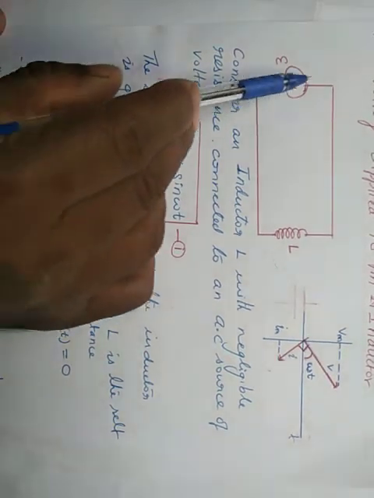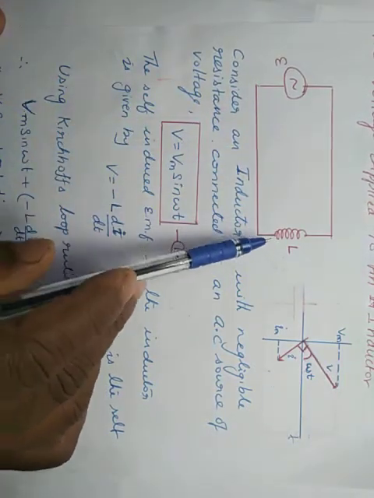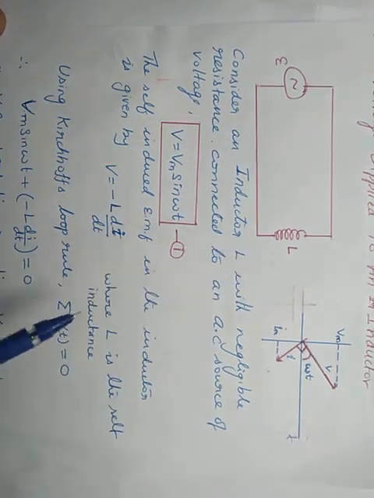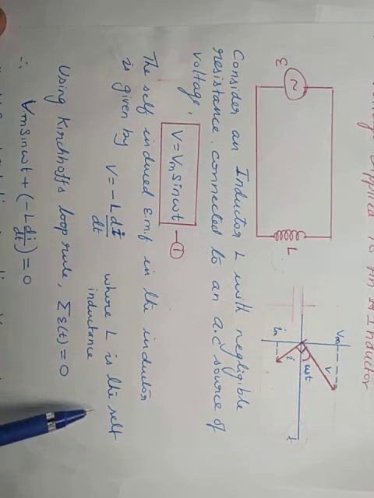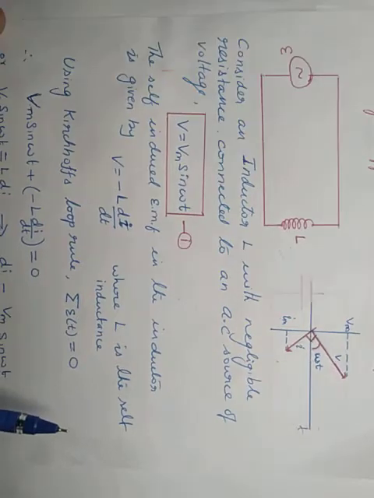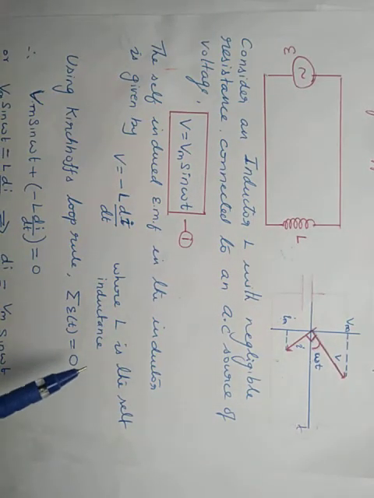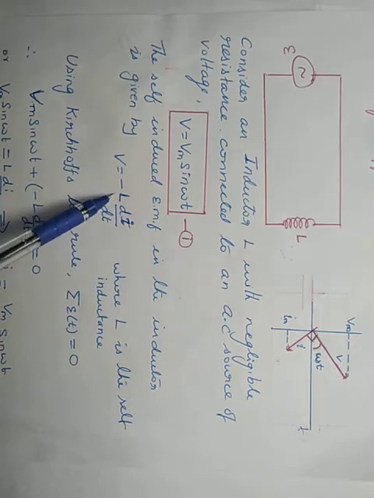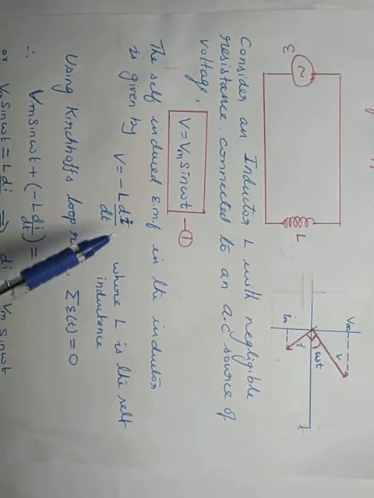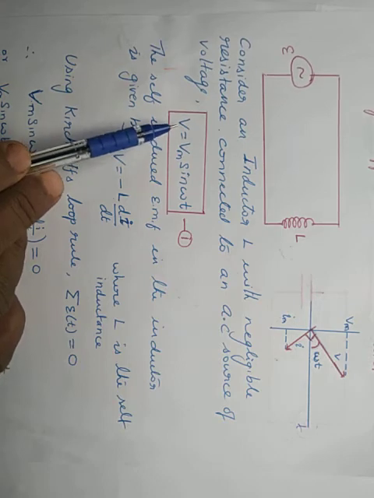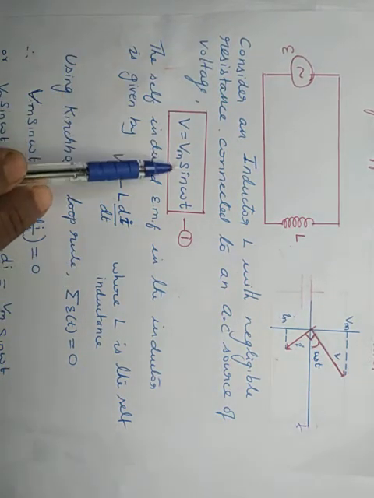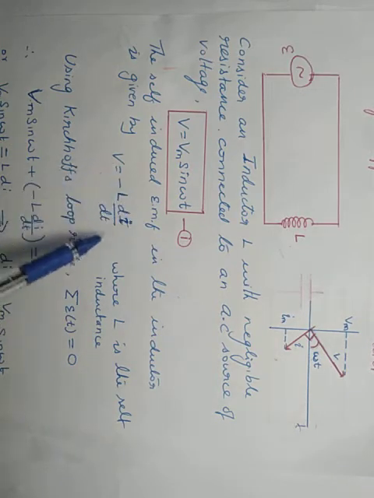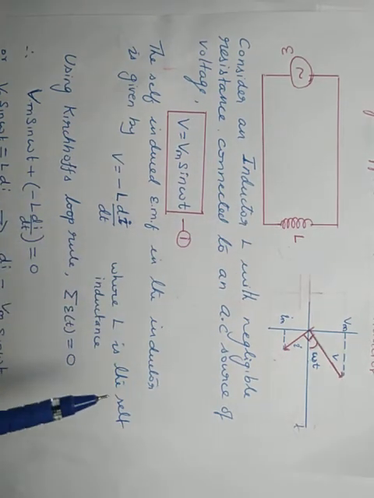Then, due to this current, an induced EMF is developed in this inductor. The self-induced EMF in the inductor is given by V equal to minus L di by dt, where L is the self-inductance. For mutual inductance we write M, here for self-inductance we write L. It is a constant here. So, we got two equations: the voltage due to the AC source, Vm sin omega t, and the induced EMF, V equal to minus L di by dt, in this inductor.